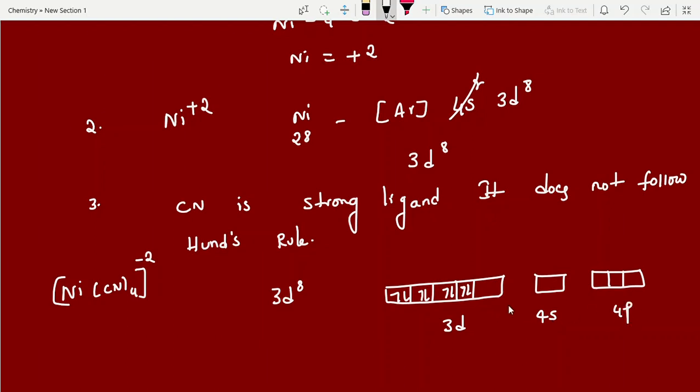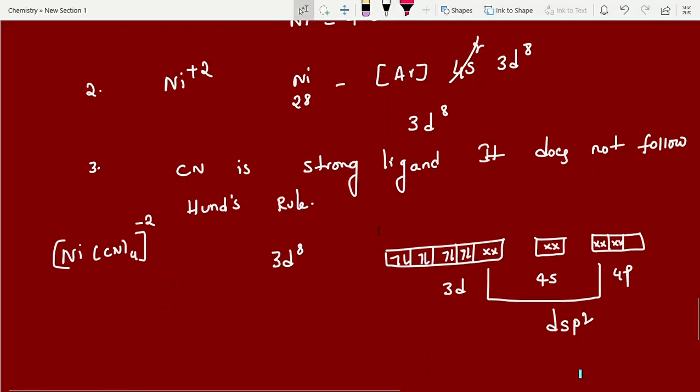This is 4p. Then ligands: 2 electrons here, 2 electrons here, 2 electrons here. That's it. Only 4 ligands are there, right or not? Then we have to provide 4 vacant orbitals. So can you tell what is the hybridization? Yes, dsp2. Can you write the final conclusions? Write it down.